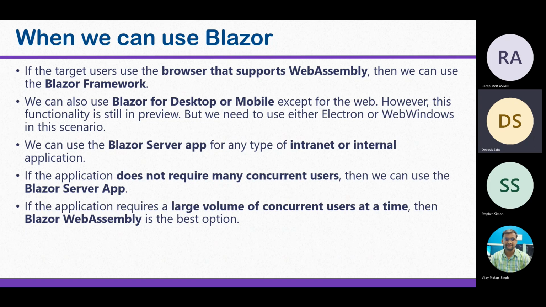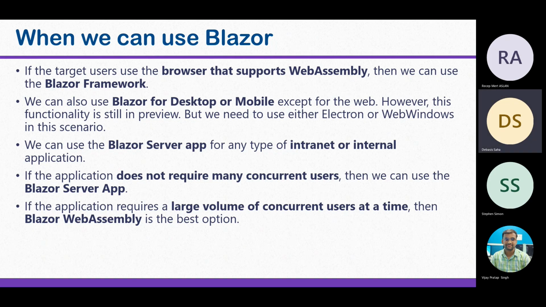If the application requires a large volume of concurrent users at a time, suppose I want to develop an application which can be used by a large number of users at a time, in that case the best choice is Blazor WebAssembly. In Blazor, there are different types of hosting model. The two most popular hosting models are Blazor WebAssembly and Blazor Server App. Both are different types of hosting model, and as per the requirement or scenario, we need to choose which hosting model to use in Blazor applications.